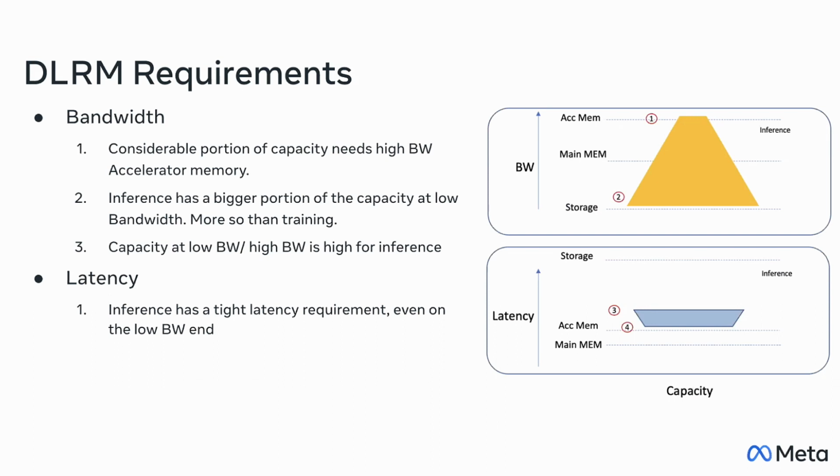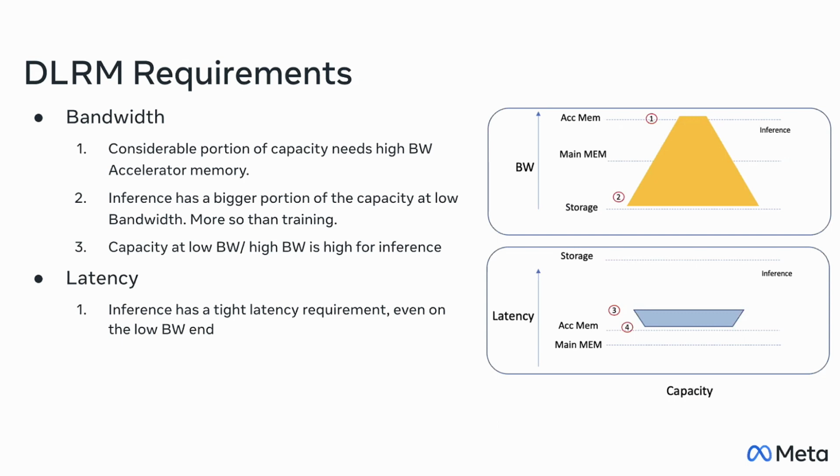On the top chart, let's look at the point highlighted with number 1. What we are trying to get across here is that there is a considerable portion of these recommendation models that requires very high memory bandwidths. That area we are highlighting as accelerator memory, aka HBM.